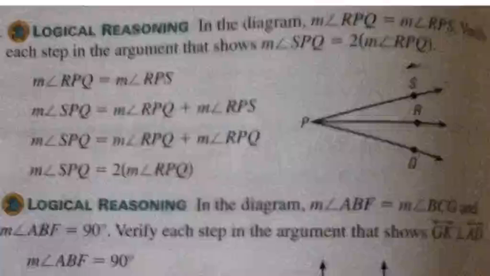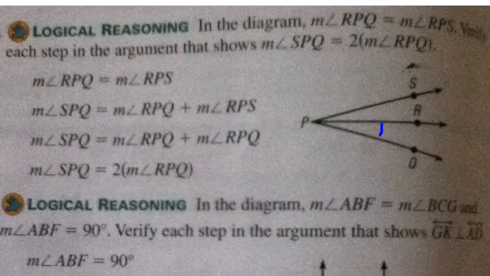Okay, so let's look. Here's RPQ. And here's RPS here. Those are the measures of those angles, and it says that they are equal. And its final statement in its argument is that SPQ, so SPQ is the whole angle, is double of one of those, RPQ.